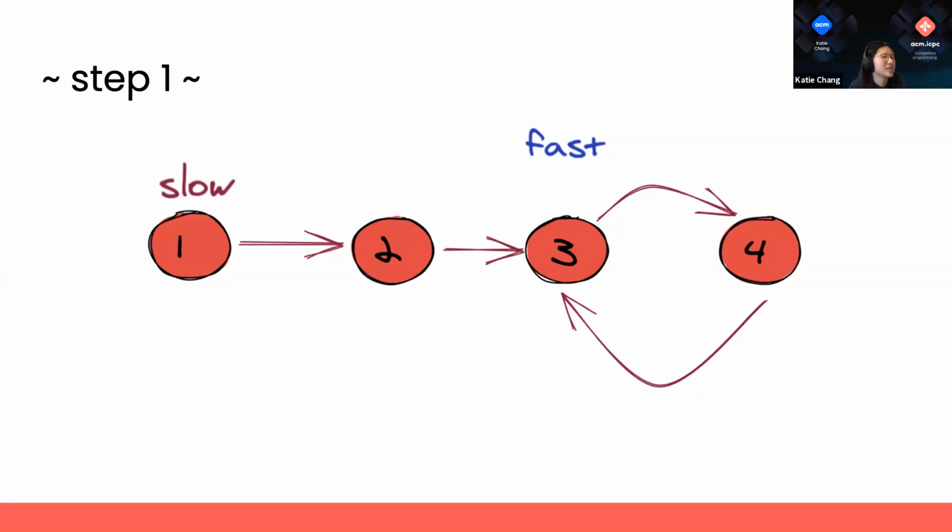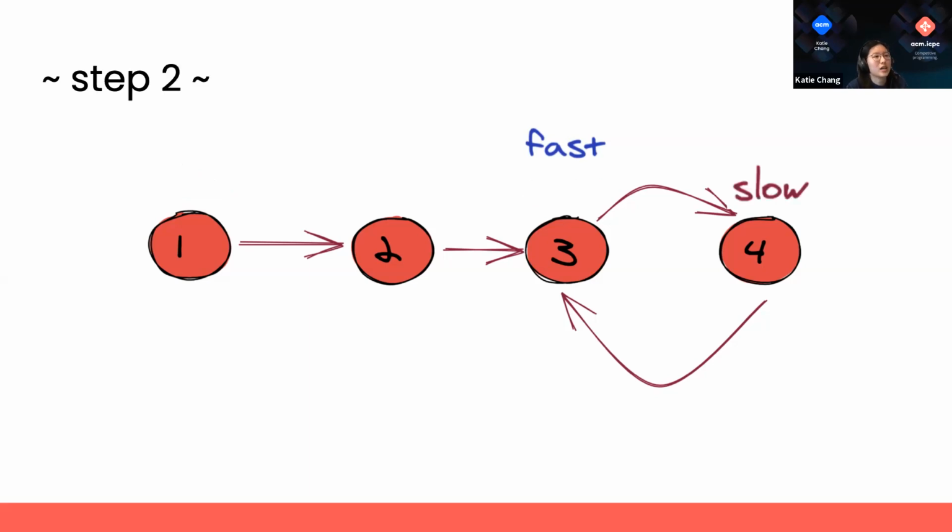Ooh, okay, so I guess it's a mistake on my end. So slow would move to 2 first, which I didn't show, and then fast would move by 2 units again, so 3 to 4 to 3. So it's at 3, and then slow will move to 3. And then fast is gonna move by 2 units again. So 3 to 4, so it's still at 3.